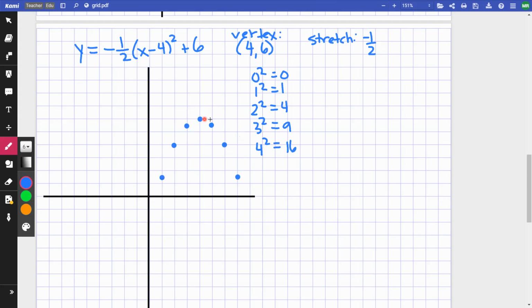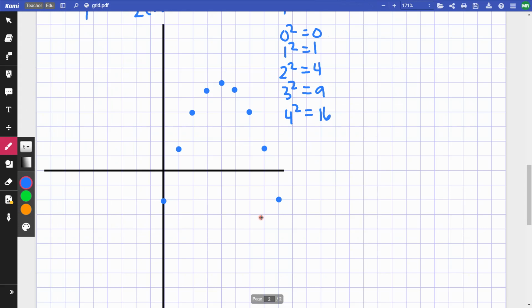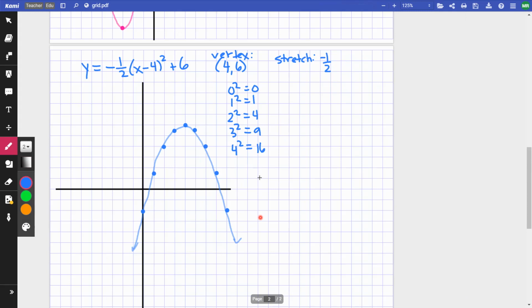And if I go out 4, 1, 2, 3, 4. 4 squared is 16. I'm going to times that by a negative 1/2. I get a -8. 1, 2, 3, 4, 5, 6, 7, 8. And I'll do the same on the other side. And then I'm going to connect this with my curve. And that's my graph. So hopefully this helps you guys out.